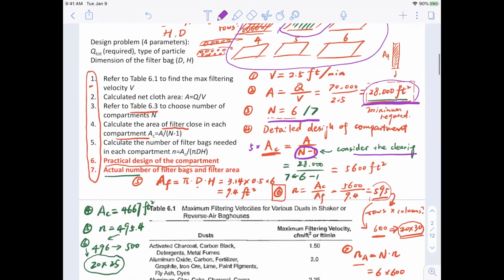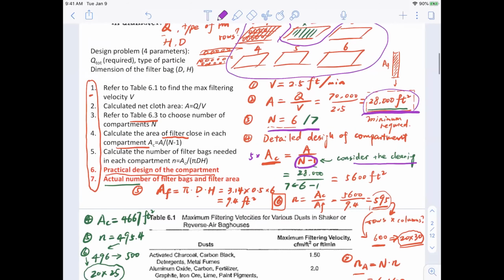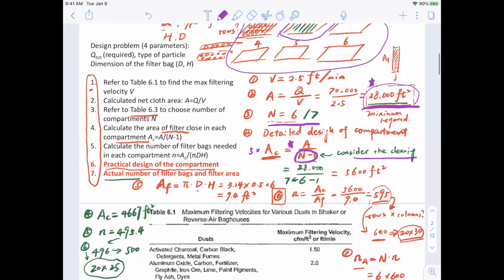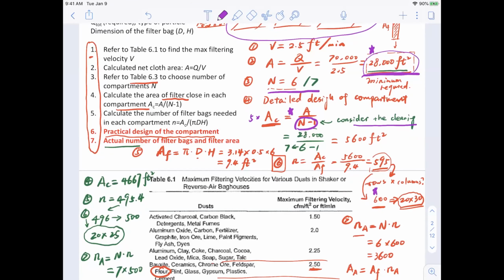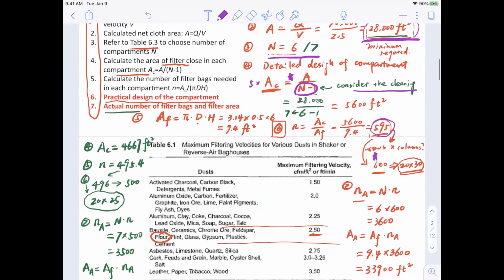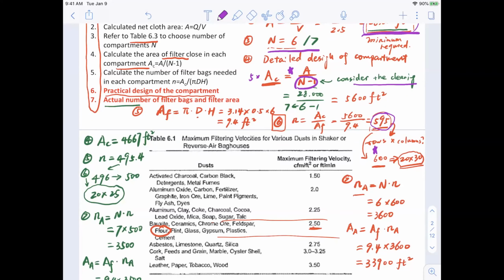And then once we have that, there are several things that I want to mention, right? This is the important thing. This is not the final answer, right? This is an important point. We need to consider the cleaning of the compartment, which is taken offline, right? And this is another important point, which is a practical design of the compartment, right? We shouldn't just use this number here because it's quite difficult to arrange an irregular shape of the compartment. So once we have this practical design, we can back calculate what is the total area of the filter bag and what is the total number of the filter bags.